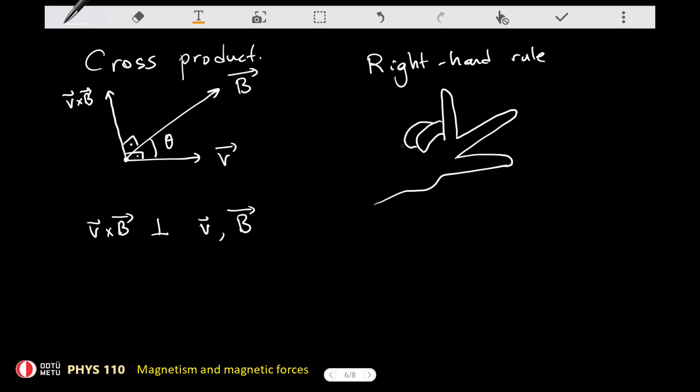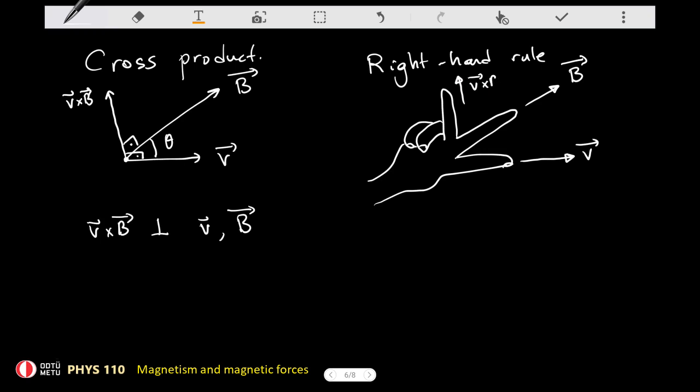We use the thumb, index finger, and the middle finger. We don't use the last two fingers. They are useless. So what we do is this. We align the first finger, the thumb, along the direction of the first vector. This is V. We align the index finger along the direction of the second vector. And the middle finger, the third finger, gives the direction of the cross product.